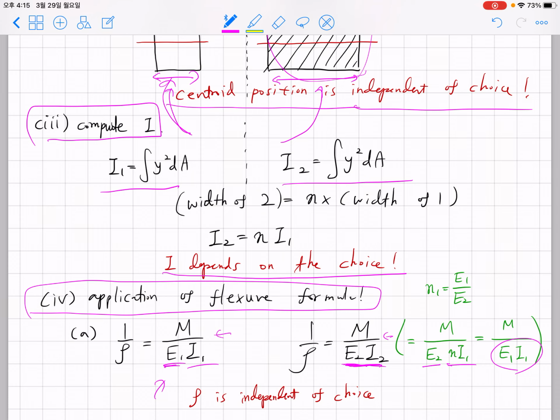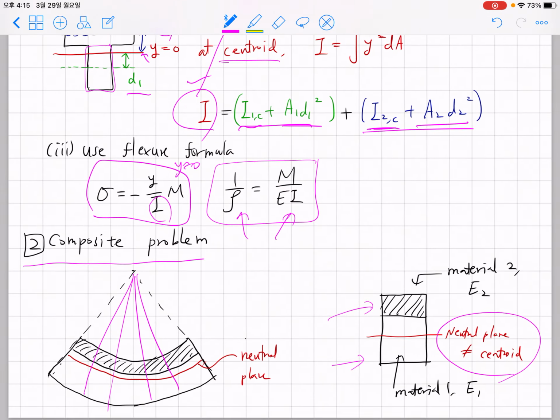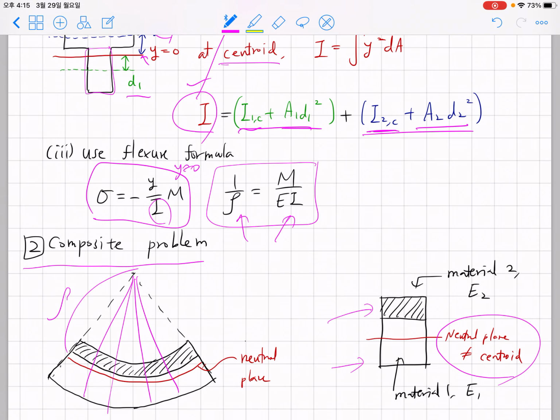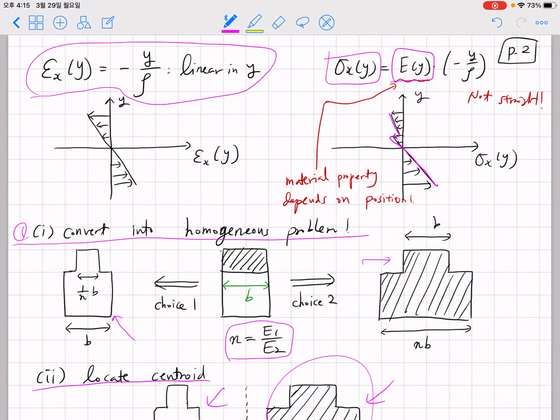The reason I give you this example of making two choices is that I want to tell you that whatever choice you make when considering an equivalent homogeneous problem, in the end you're going to get the same answer, and you should get the same answer. So this is regarding the radius of curvature for bending deformation.